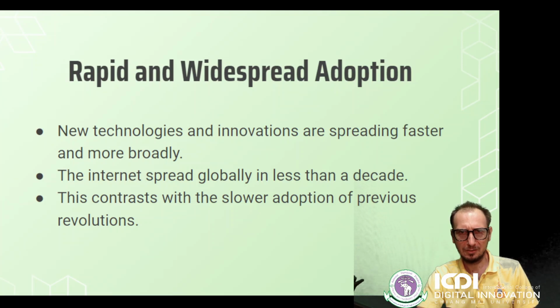While the second industrial revolution is still happening for 17% of the world's population who lack access to electricity, and the third for more than half of the world, so half of the world doesn't have an internet connection or doesn't have an internet connection all the time. The internet itself is spreading globally in less than a decade.